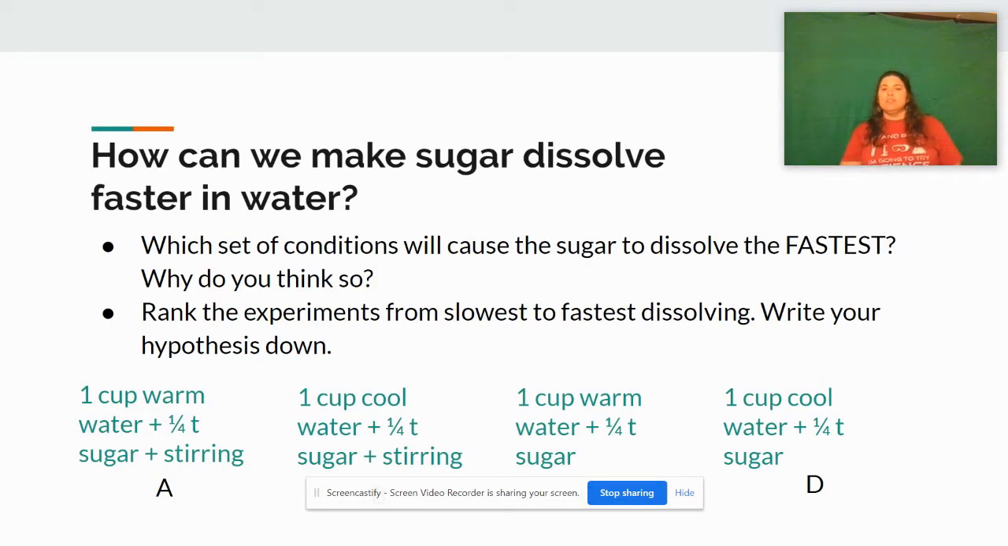The first thing I want you to look at is we have four sets of conditions here. We have warm and cool water being stirred and not stirred. So take a moment to think about, of the four sets of conditions, which one do you think will make it dissolve the fastest? Then I want you to go ahead and try to rank them from what you think will be the slowest to dissolve all the way up to the fastest to dissolve. Take a moment to pause the video and go ahead and write down your hypothesis. Go on when you're ready.